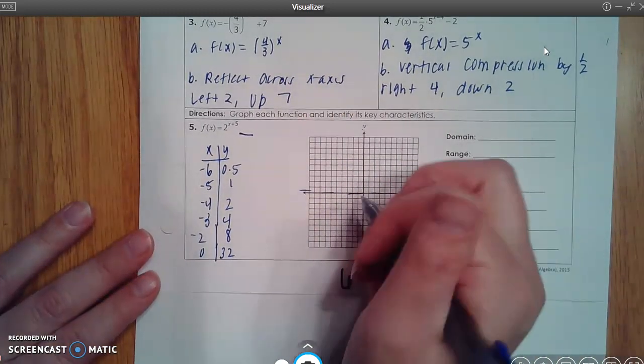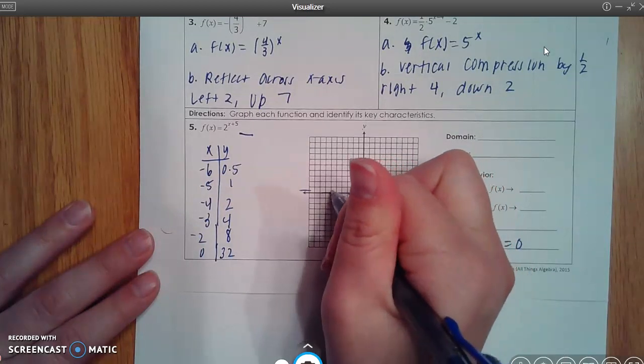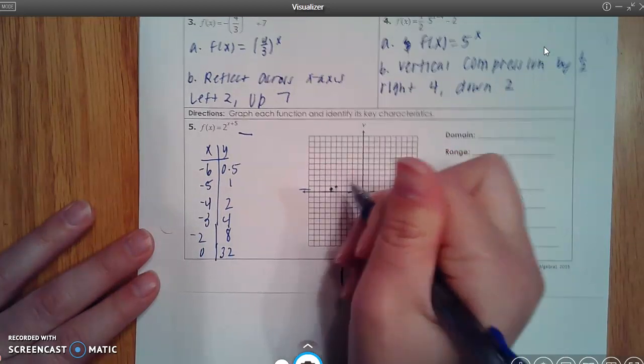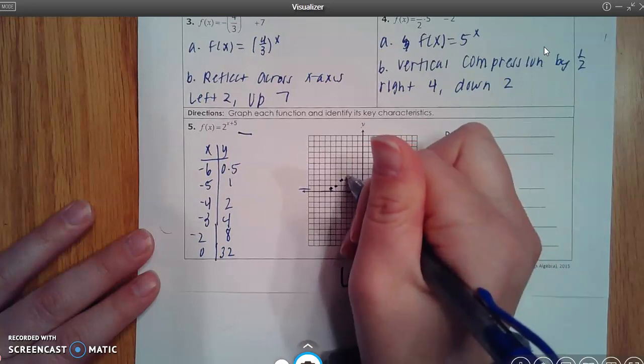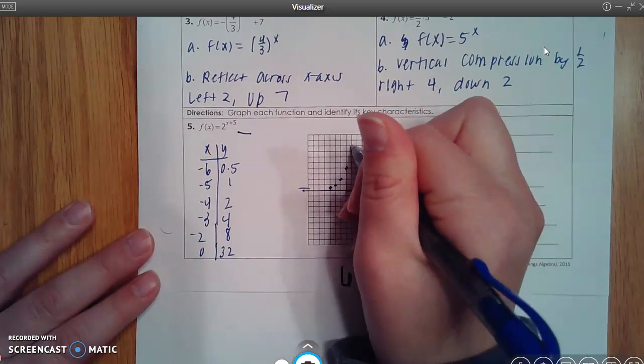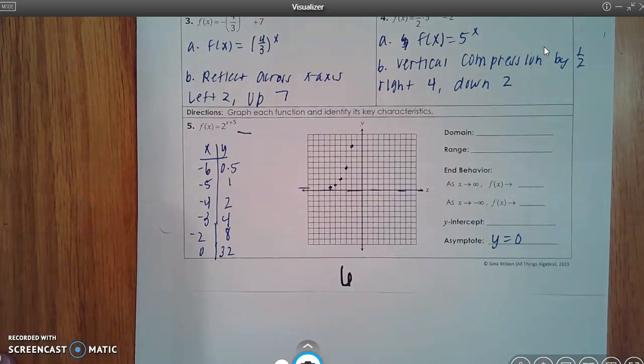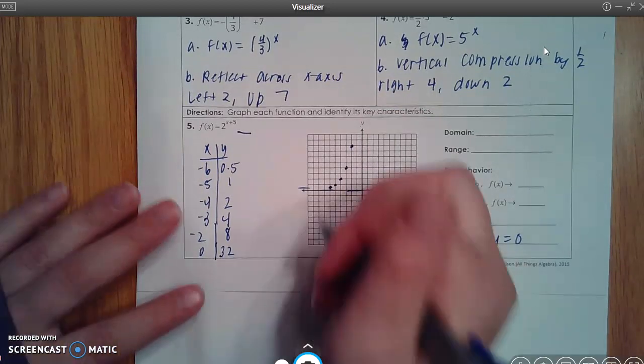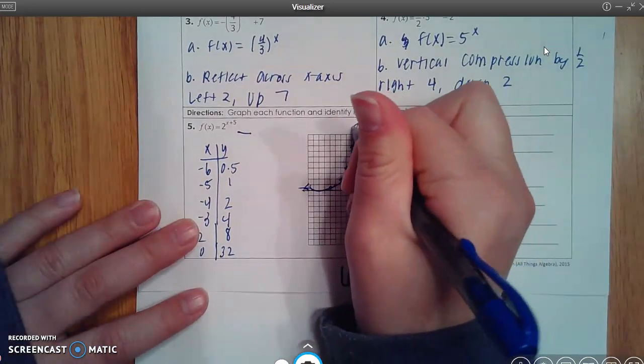Let's graph four points. We're going to go to -6, 0.5, -5, 1, -4, 2, -3, 4, -2, 8. And then I don't have 0, 32 on my graph, so I'm not going to plot those points. But here's what my graph should look like.